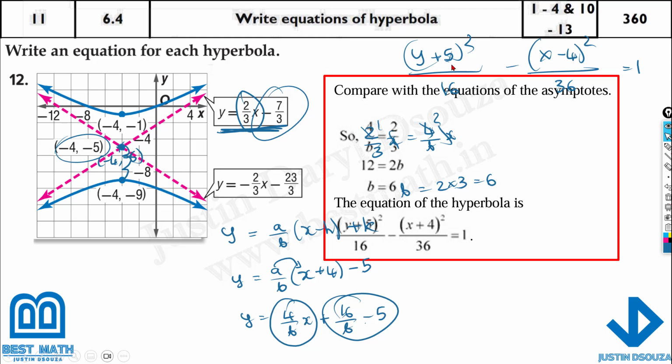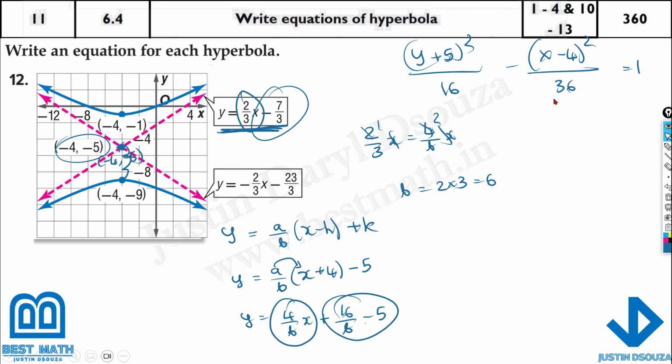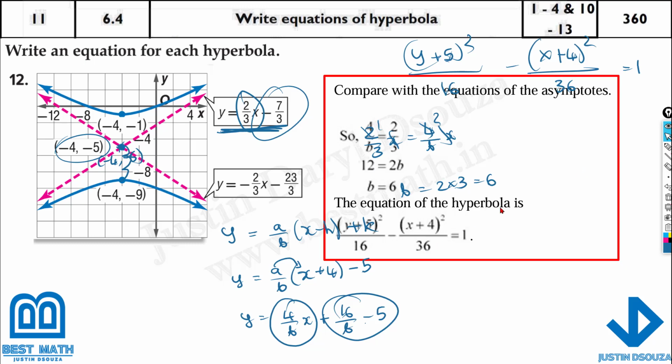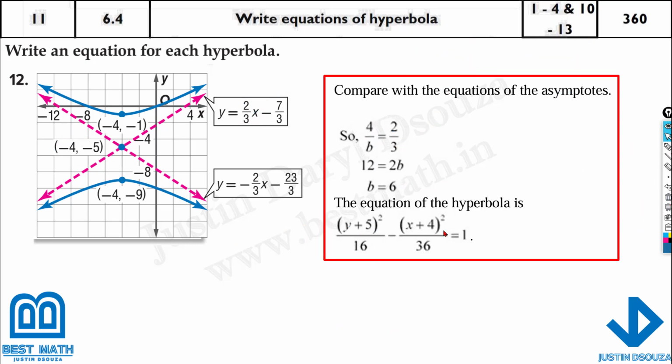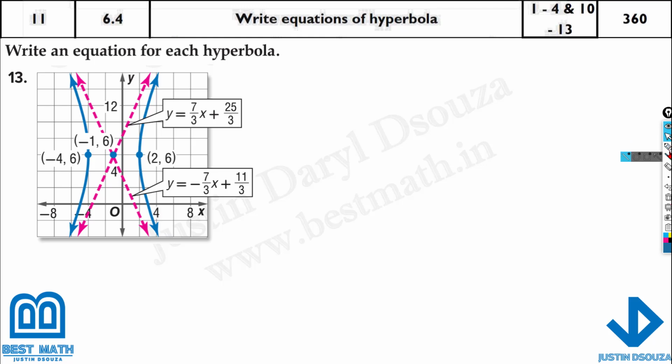You can see it's y plus 5 divided by a whole square divided by 16 minus x minus. Now I have missed out one thing. I've written minus here. My bad. It is plus because we have minus 4 as the center. It should be plus 4 divided by 36 equals 1. That's the correct answer. What if it's horizontal?